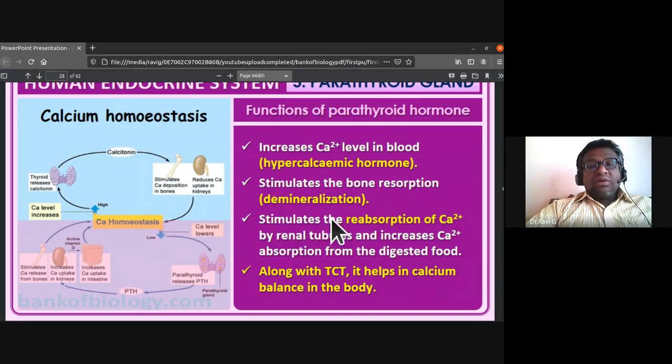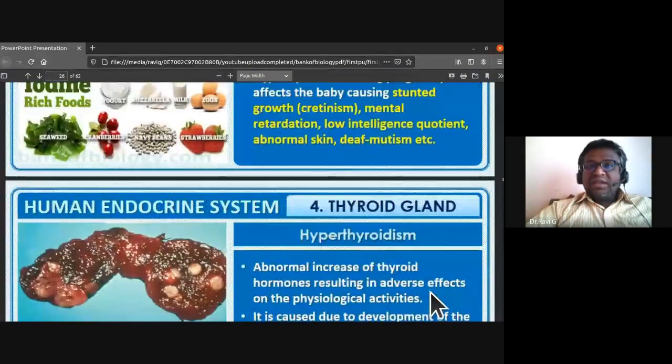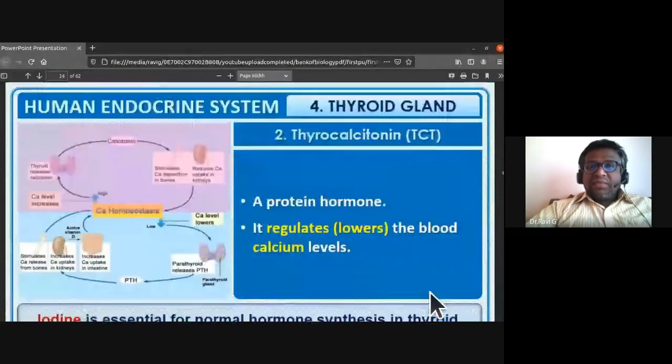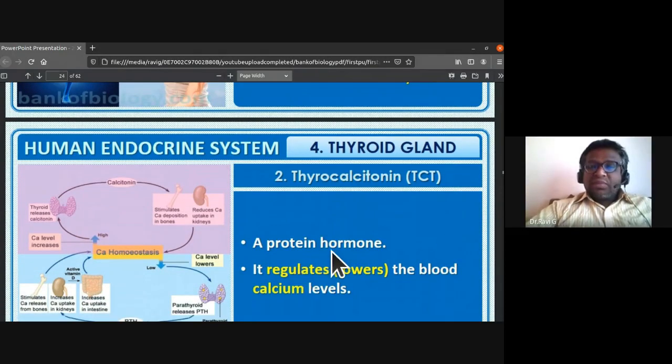The parathyroid hormone also stimulates the reabsorption of calcium ions by renal tubules and increases calcium ion absorption from the digested food. Along with TCT, it helps in calcium balance in the body. Okay, so what do we call TCT? We studied it in the previous class when we discussed thyrocalcitonin. TCT is thyrocalcitonin. It's a protein hormone.